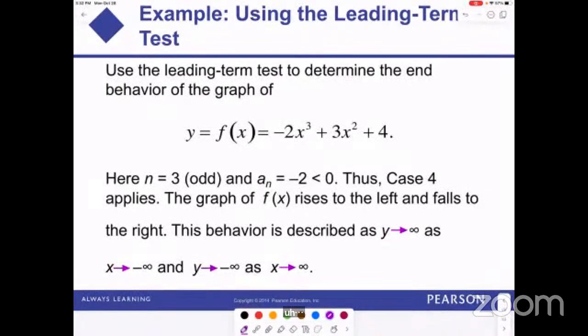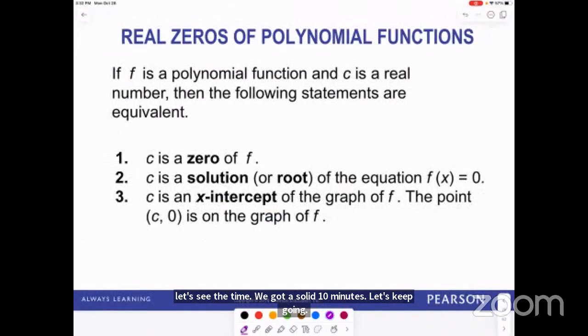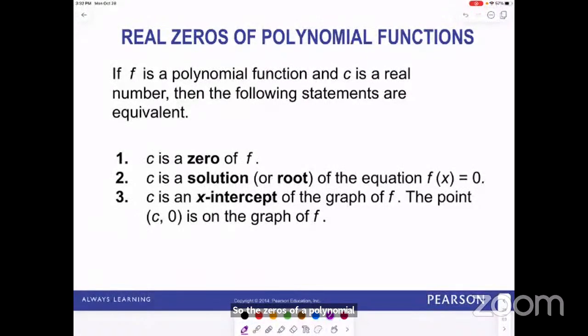Okay. Let me see the time. We have a solid 10 minutes, so let's keep going. The zeros of a polynomial function: if f is a polynomial function and c is a real number, then the following statements are equivalent. c is a zero of f, which is the exact same as c being a solution or root of the equation f of x equals 0, which is the same as c being an x-intercept of the graph of f. The point (c, 0) is on the graph of f, right?